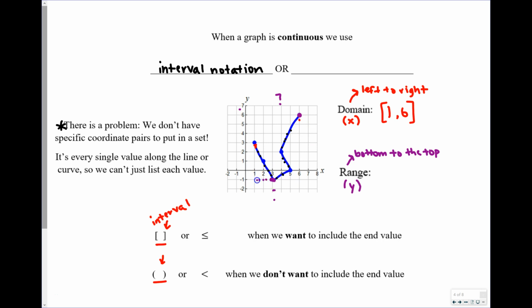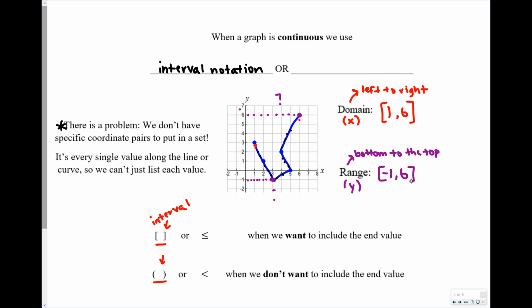So with the purple, my lowest point is -1. So I'm going to write -1. That's my lowest point of the y's. My highest point of the y's is a 6. So I'm going to put -1, comma 6. And because these are closed circles, I use the brackets to describe that.